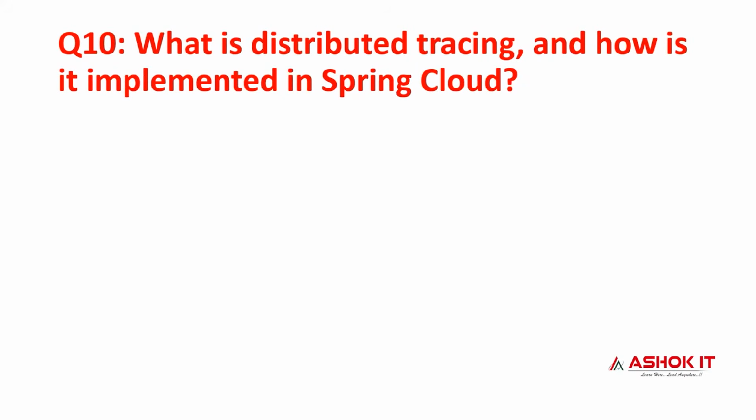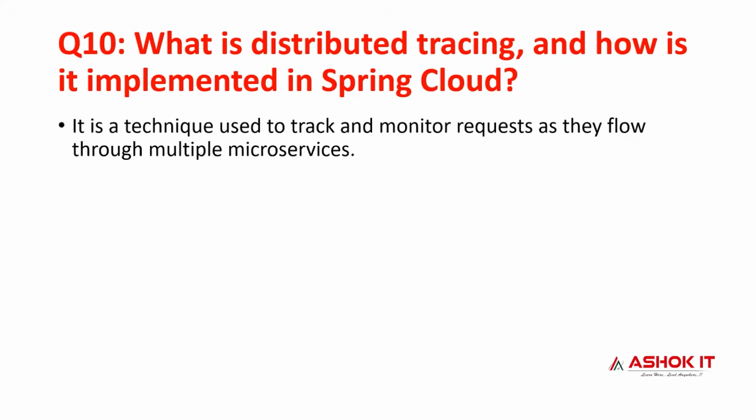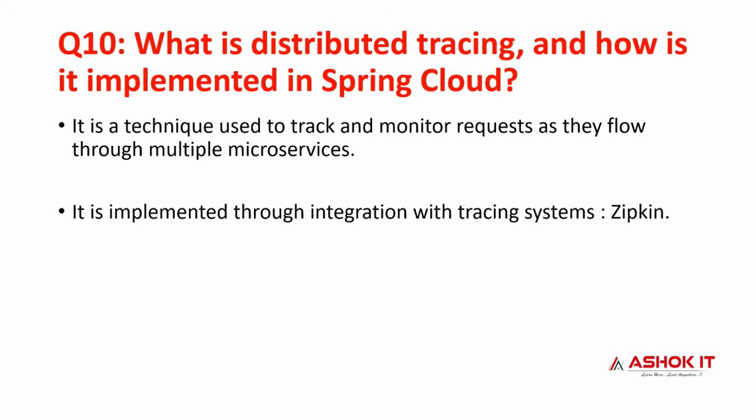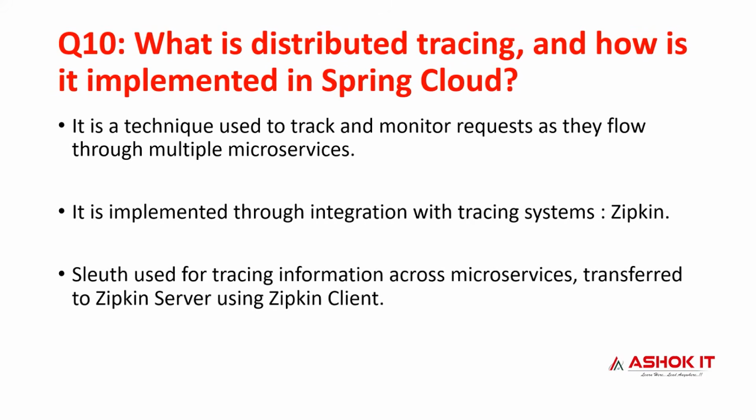What is distributed tracing and how is it implemented in Spring Cloud? If multiple microservices are executed for a request, I just want to know what path they were executed in and how many times. It's a technique to track and monitor the request flow through multiple microservices. It's implemented using tracking systems like Zipkin server and Zipkin client. Sleuth collects all the microservice execution paths and sends them to the Zipkin server with the help of the Zipkin client. So if multiple microservices are executed for a request, in what order, and how much time was taken, I can find that with distributed tracing.